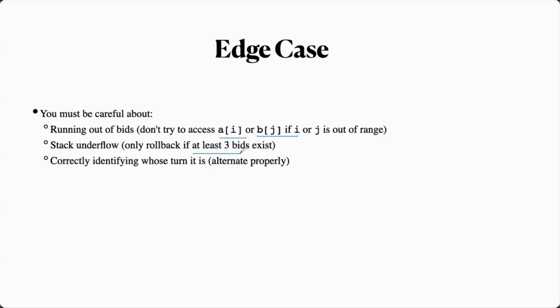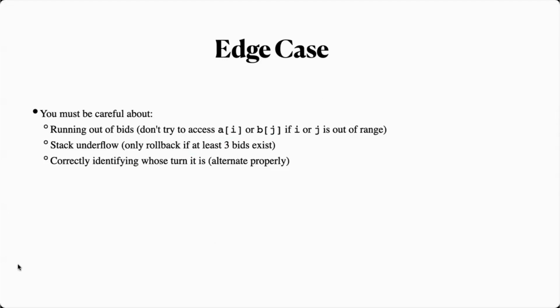Secondly, we also need to ensure that when we do the rollback condition, the stack has at least 3 elements present in it. Also, we need to correctly identify whose turn it is, to ensure that an alternating process of bidding is taking place properly. This is done by ensuring that once the loop runs, Yukash's bid is placed and then Varun's bid is placed. So Varun's bid is always at the top when the loop is run.